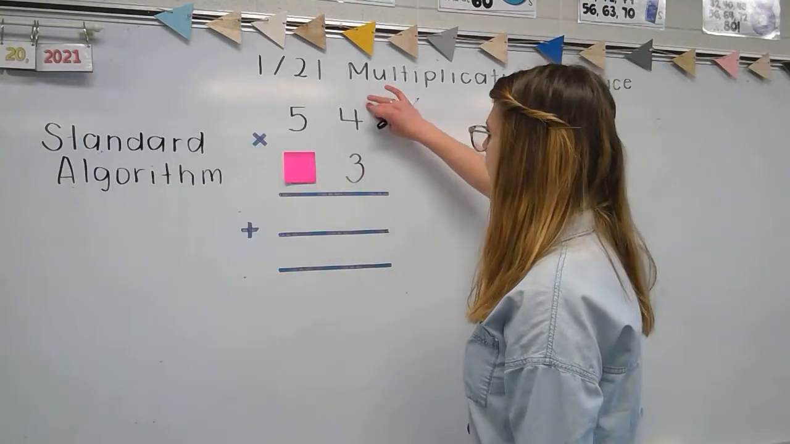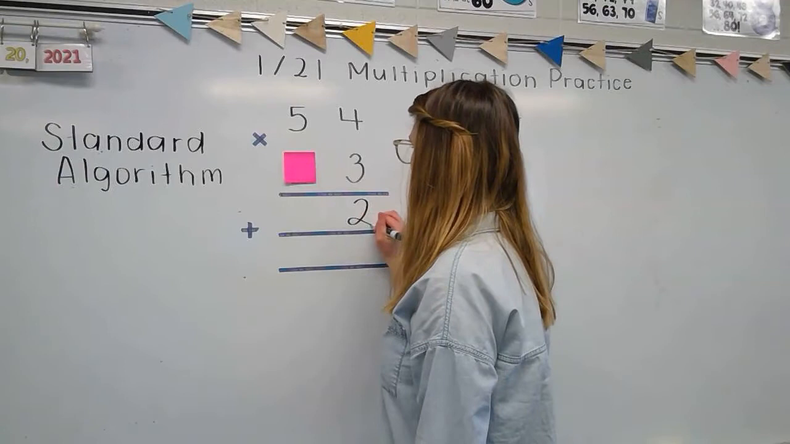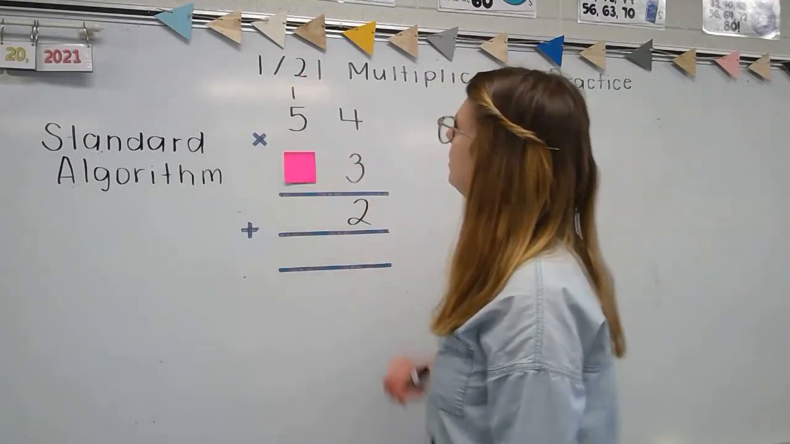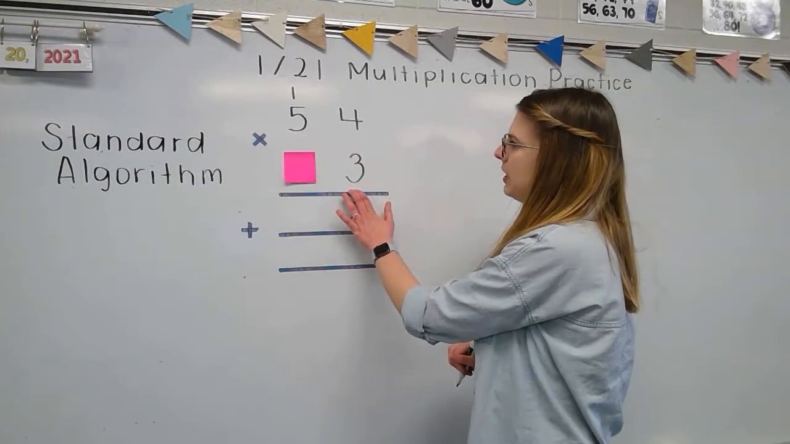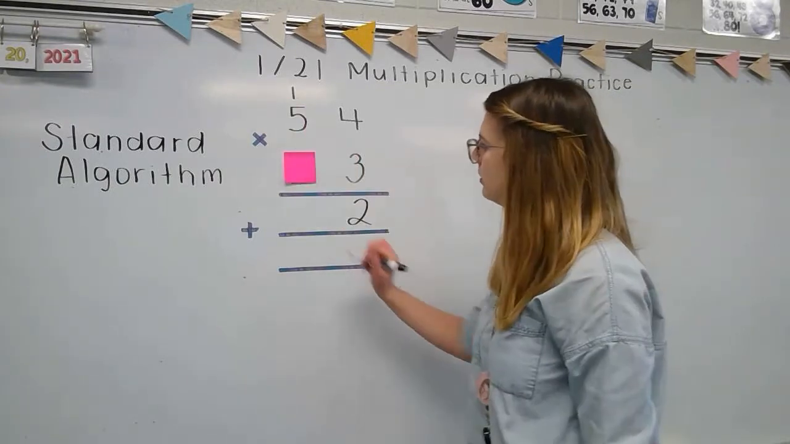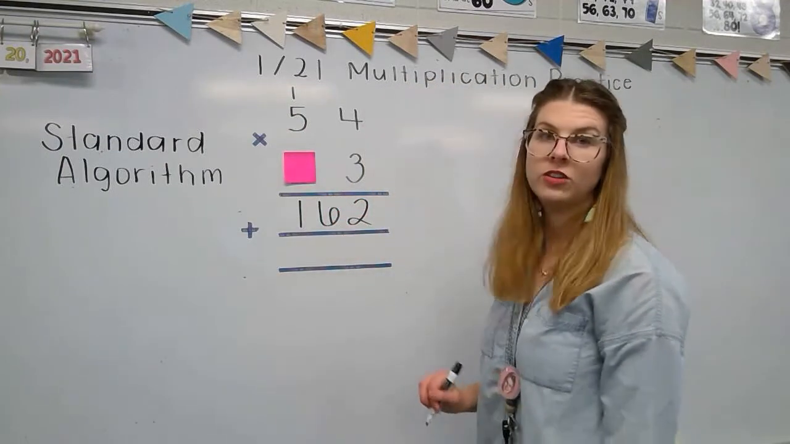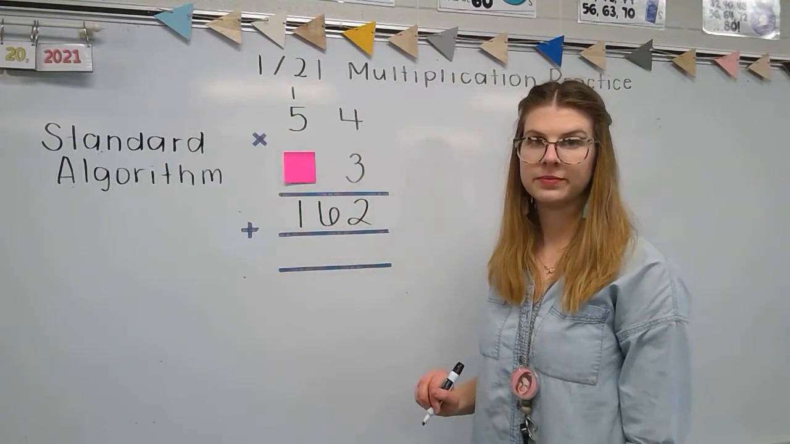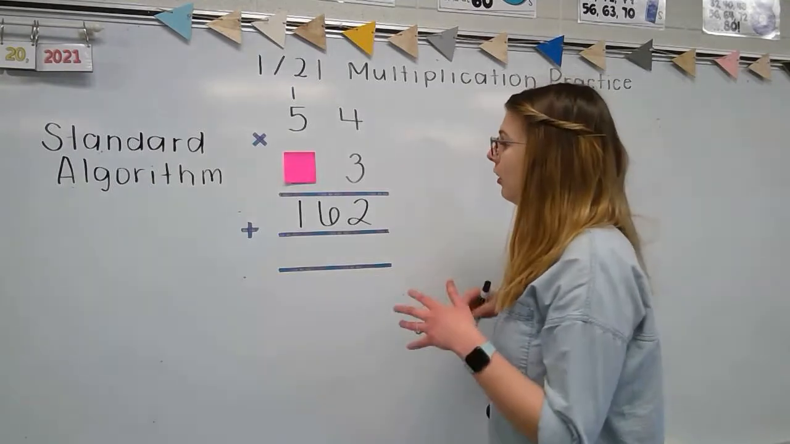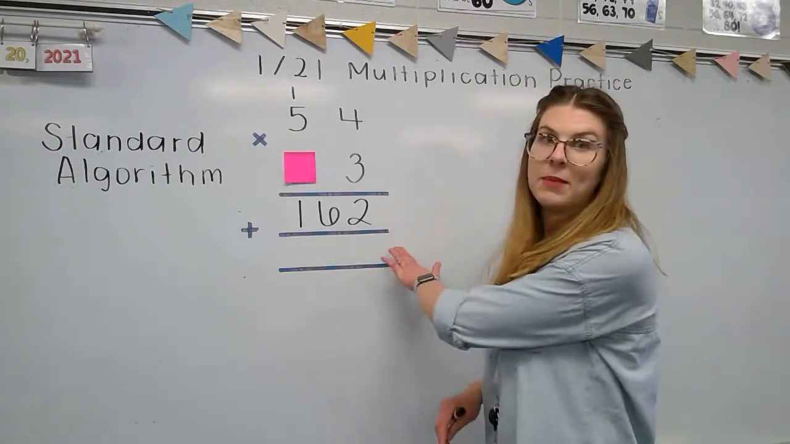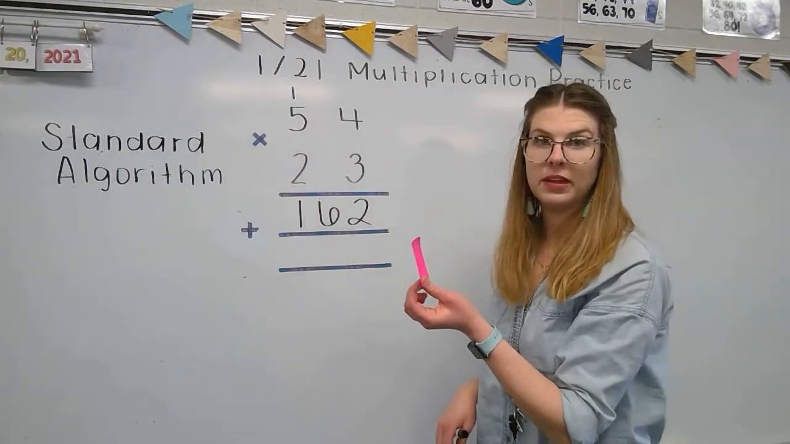3 times 4 is 12. I can't put all 12 down there, so I'm going to regroup. 5 times 3 is 15, plus one more is 162. There's no more for me to multiply in our ones place. So it's time for me to move on to finding my next partial product, which is in the tens place.